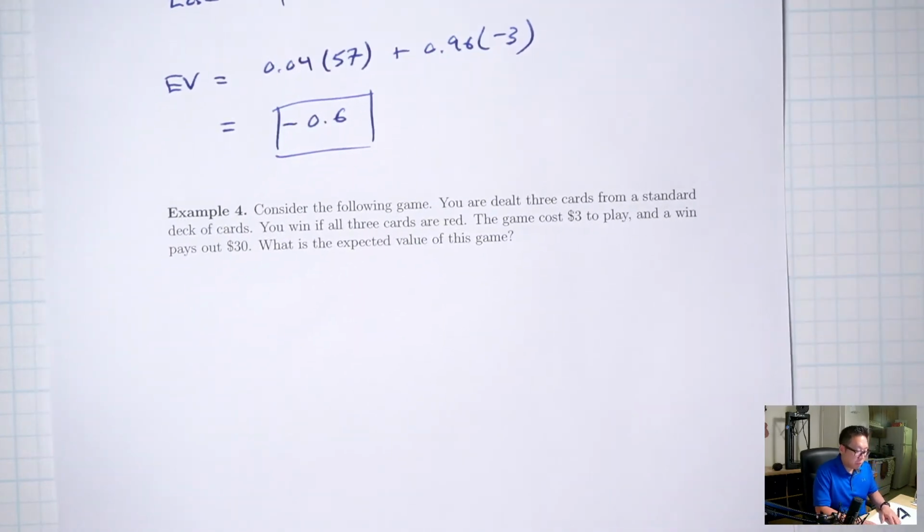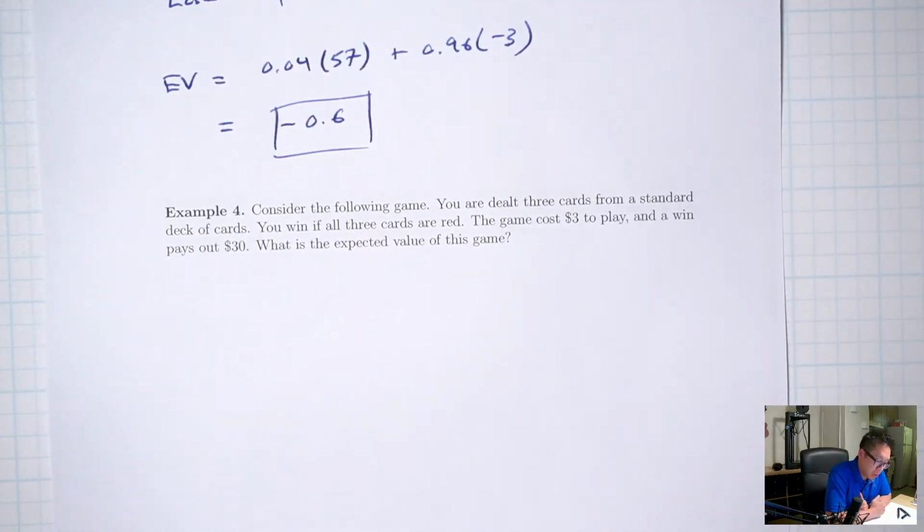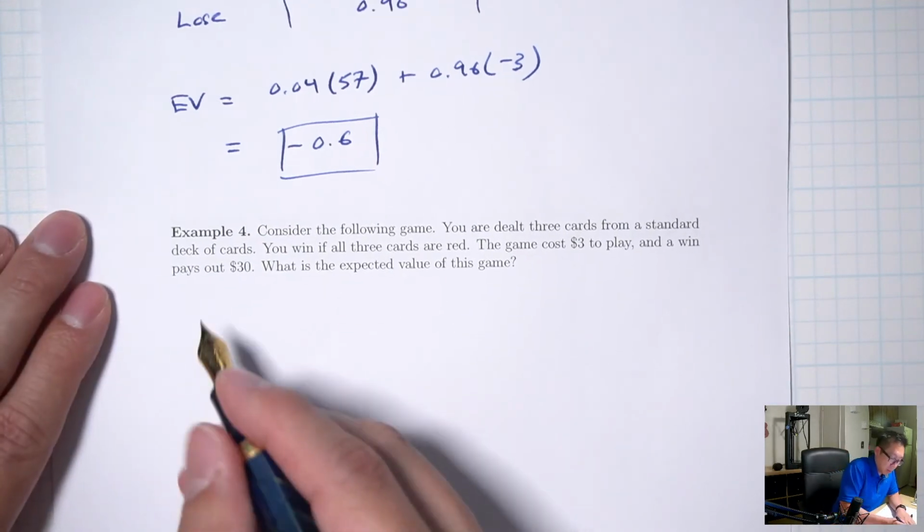Example 4. Consider the following game. You are dealt 3 cards from a standard deck of cards. You win if all 3 cards are red. The game costs $3 to play. A win pays out $30. What's the expected value of this game? All right, so same thing.